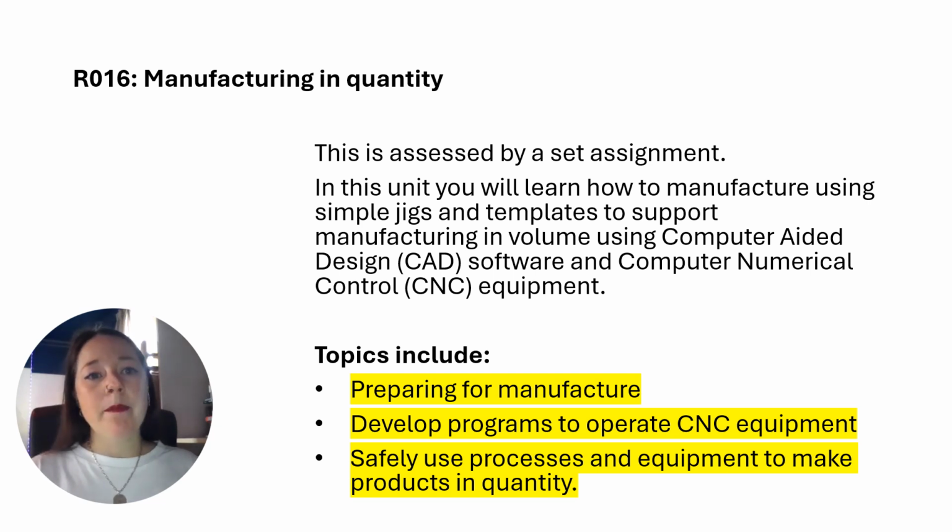The second coursework is manufacturing in quantity. So this is assessed by a set assignment again, so you will be given a task which you need to complete. In this unit, you will learn how to manufacture using simple jigs and templates to support manufacturing in volume, using computer-aided design and CNC equipment. So topics include preparing for manufacture, developing programs to operate CNC equipment. So that essentially means learning how to use the software, which I'll talk about in a little more detail, and safely using processes and equipment to make the products in quantity.